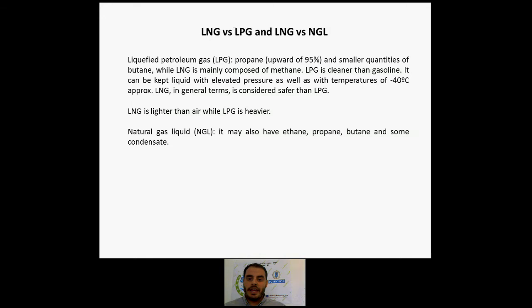Very important point. In contrast, LNG vapor, primarily methane, is lighter than air. As a result, the vaporized gas stream in an uncontained condition typically floats away into the atmosphere and poses a much lower threat of fire or explosion. So that's a very important point in terms of safety.